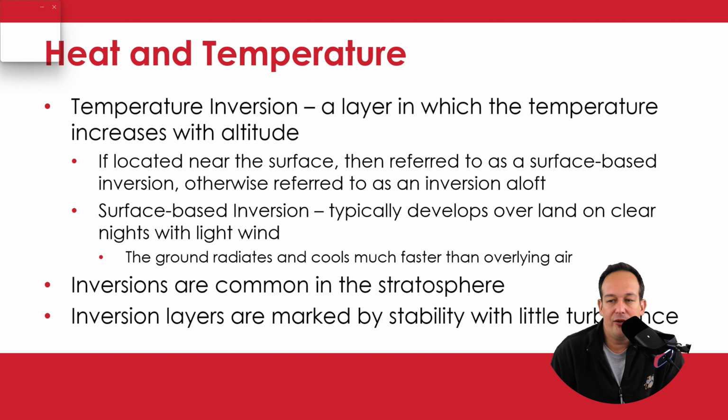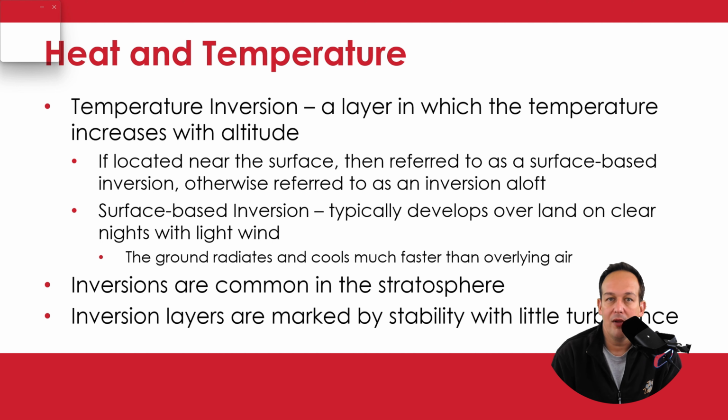If we have a surface-based inversion, that's probably going to happen when the sun sets, and the ground has a low specific heat capacity, so it's going to let a lot of its heat away right away. And so the surface cools down a lot, and then the air above is now warmer. And so there we have a surface-based temperature inversion. And then when we have temperature inversions aloft, like when we go from the troposphere to the stratosphere, we have another temperature inversion aloft.